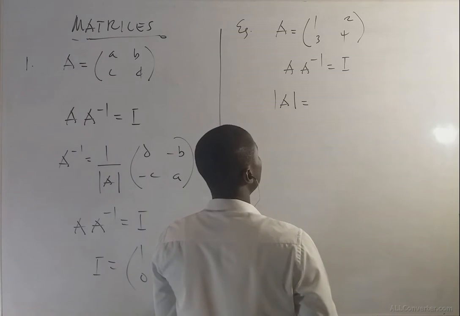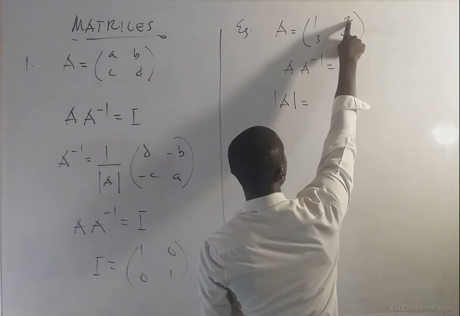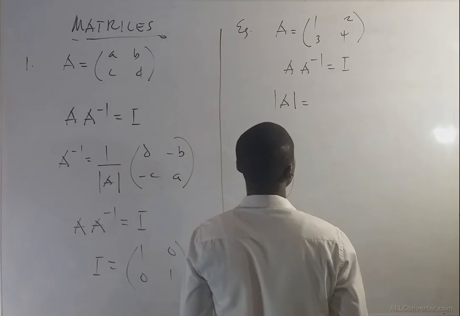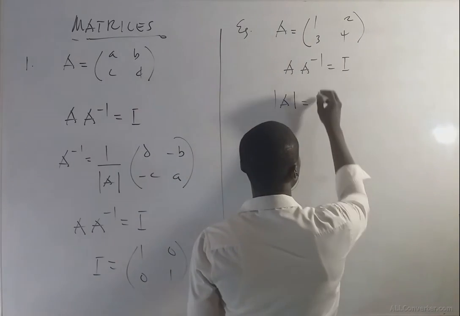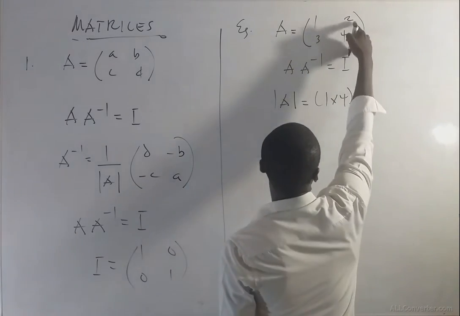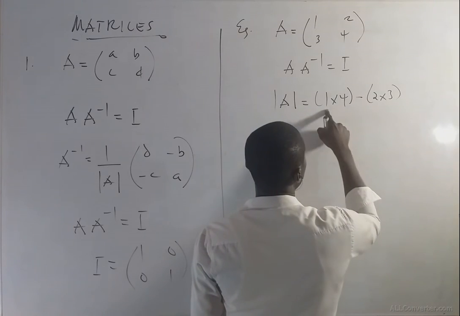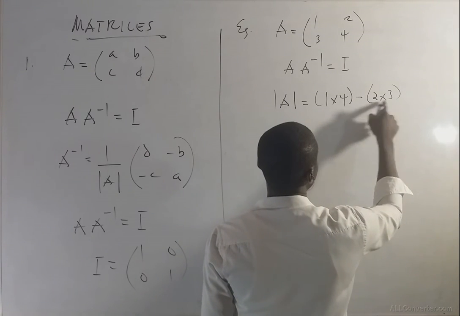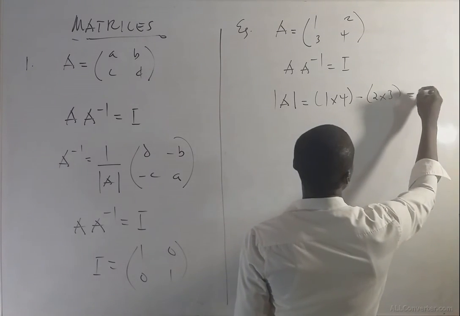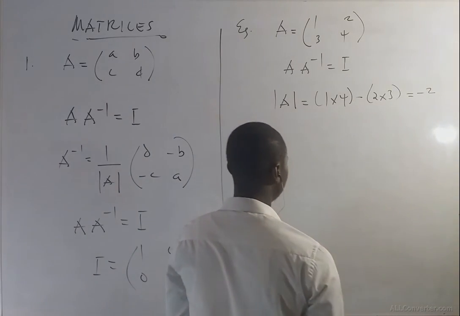So we first have to find the determinant of that matrix. And the determinant of the matrix is the first element times the fourth element minus the second element times the third element. So we have 1 times 4 minus 2 times 3. We know that 1 times 4 is 4, 2 times 3 is 6, so 4 minus 6 will give us minus 2. So the determinant of the matrix A equals minus 2.